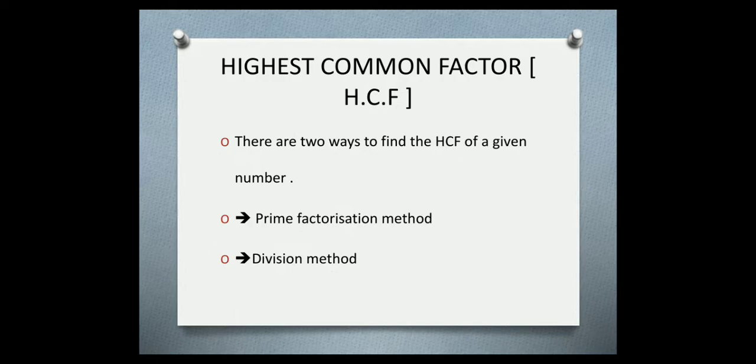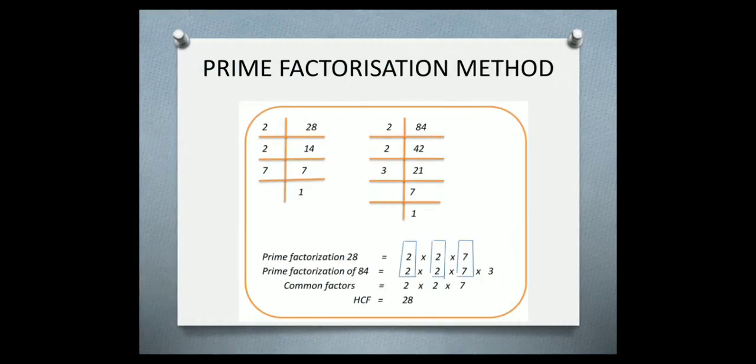So there are two methods to find HCF. One is the prime factorization method and another one is the division method. First we'll see how to solve using the prime factorization method. This method is nearly the same as the L division method. For example, if I want to find HCF for 28 and 84, so my question is find HCF for 28 and 84. So first step I'll do L division, that is prime factorization for 28 and 84.